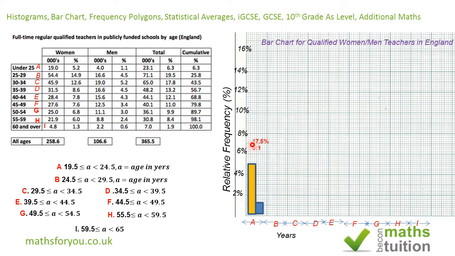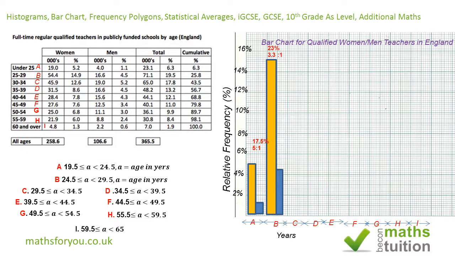Okay, so we're looking at categories here. We're comparing female to men here. It's not distribution, which is what you get in histograms. And also in bar charts, you've got gaps between your intervals. So there's a gap between class A and class B. You've got a gap there.